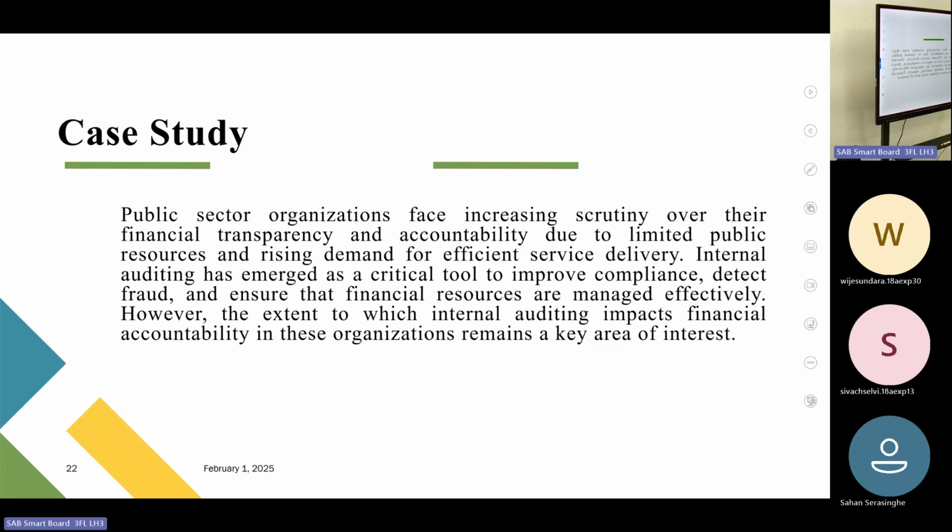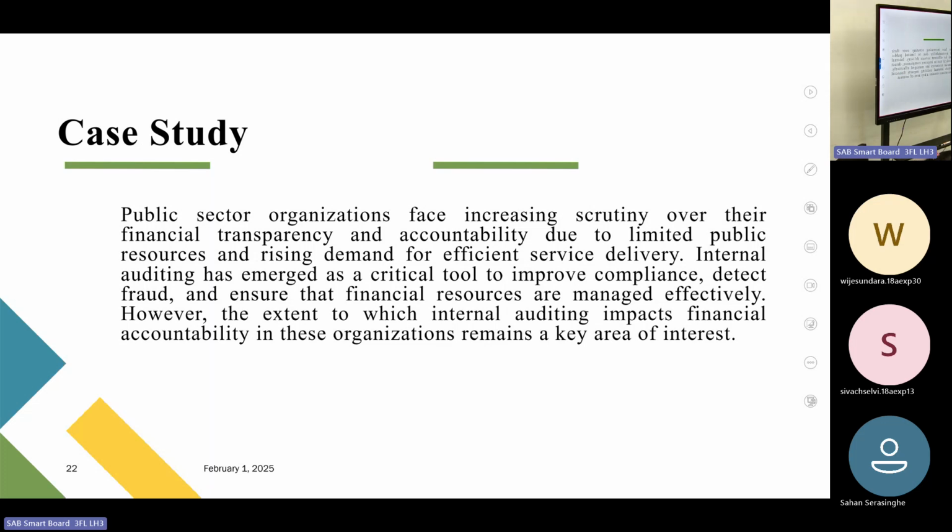How internal auditing improves. Internal auditing improves the financial accountability of public sector organizations. Yes. Any creative ideas? But you, yes, from your group. Evaluating the role of internal auditor. Very good.